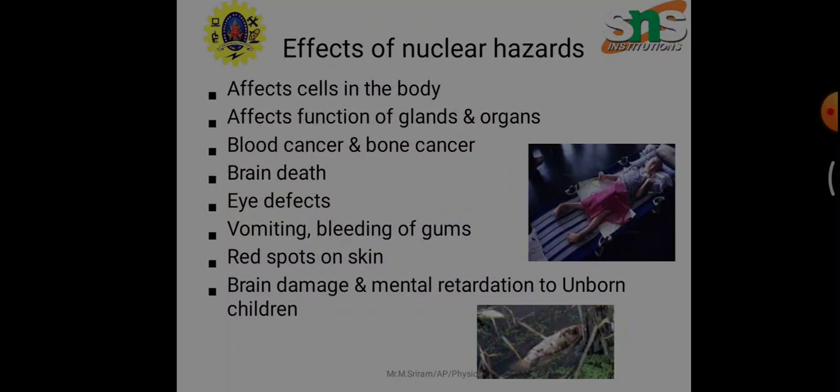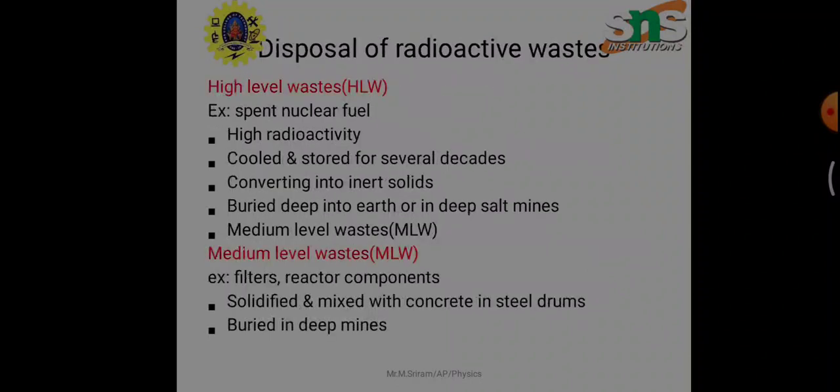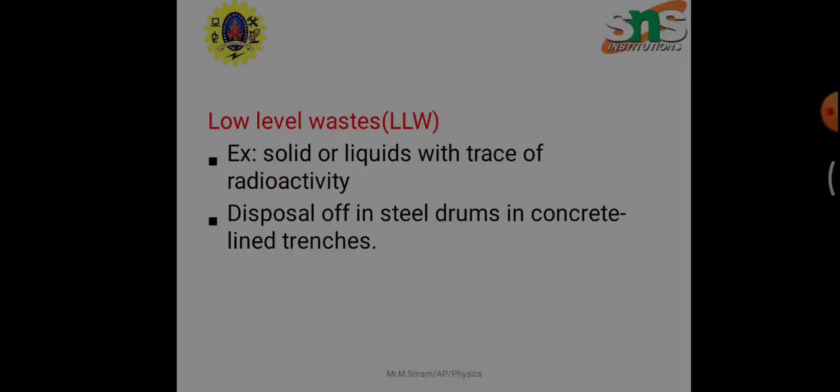The radiation pollution of the environment is one of the most variable ecological causes. Studies have shown that the health effects due to the radiation depend on the level of doses. And these are the control measures: the closed cycle coolant system using tightly sealed boxes, and use of high chimneys and ventilators at the working place. And this is the disposal of radioactive wastes: high level wastes, medium level wastes, and low level wastes, solid or liquids with traces of radioactivity.